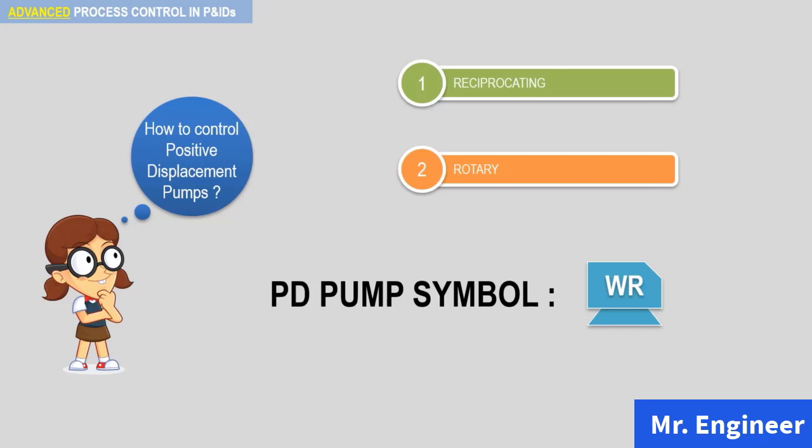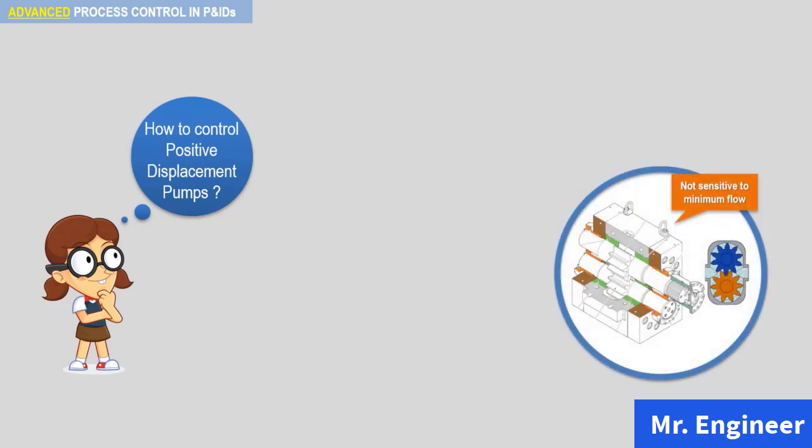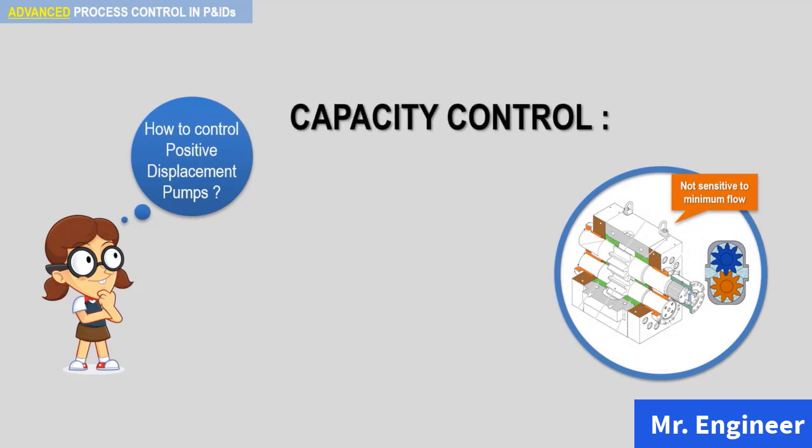Now, positive displacement pumps are not sensitive to minimum flow, so all we have to worry about is capacity control. For capacity control, again, we have 2 options: by recirculation pipe and by variable speed drive. These options are different from the options for centrifugal pumps. We'll see this in detail in the next couple of videos.